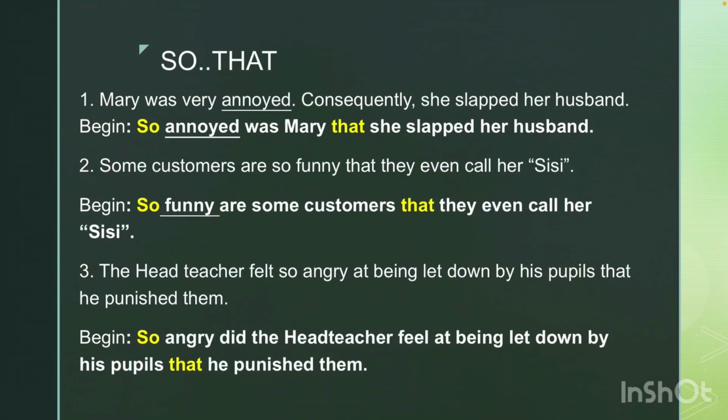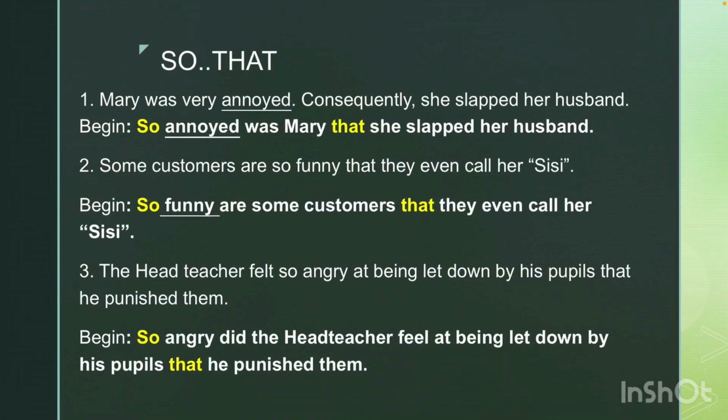Mary was annoyed. Customers are funny. The head teacher was angry. Angry, funny, annoyed are adjectives, which are telling us how the noun was. So, the question will just be like that. Then in your answer, they'll tell you to begin with so. Immediately you just see so, put the adjective after the word so.